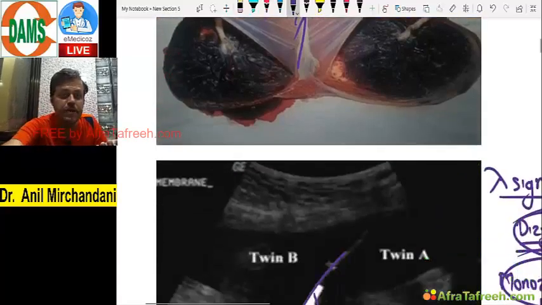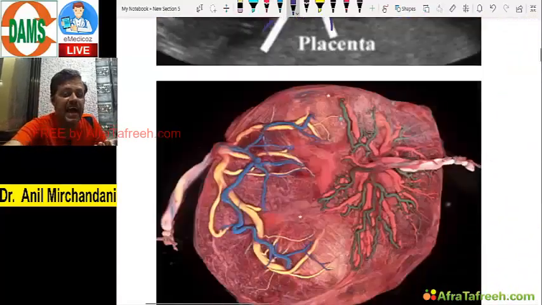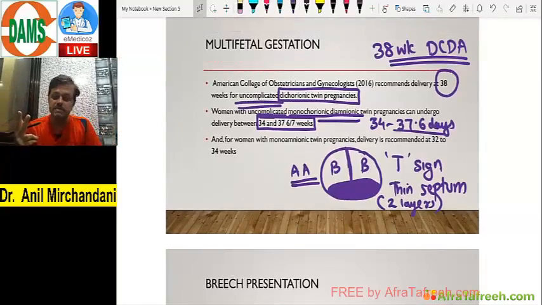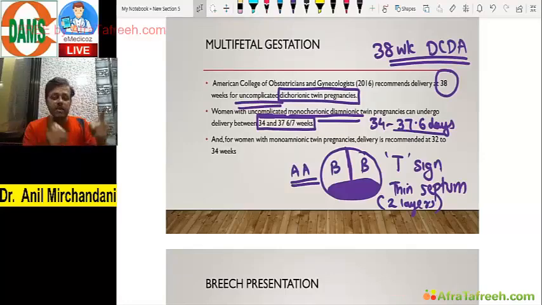It would be seen as which sign? T sign. Monochorionic diamniotic, T sign, thin septum, 2 layers. Are you writing the key points? If you are writing, then remember 2 layers would be amnion. Timing of termination of pregnancy 34 to 37 weeks 6 days.